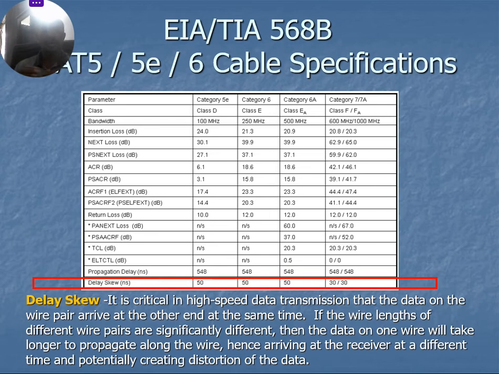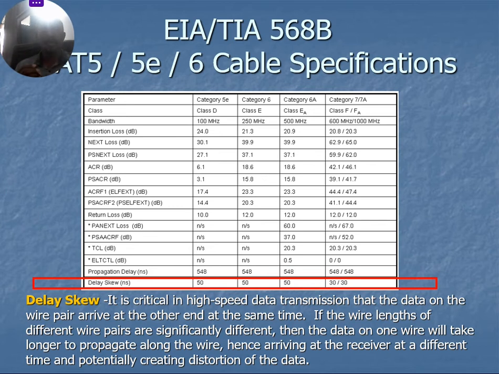This delay skew is critical in high-speed data transmission. For low speed, like all the other ones we've been doing before, this may not be an issue. But for high-speed data transmission, this delay skew is very critical, right? It's critical that the data on the wire pair arrive at the other end at the same time. We need to establish that the data are arriving at the same time.